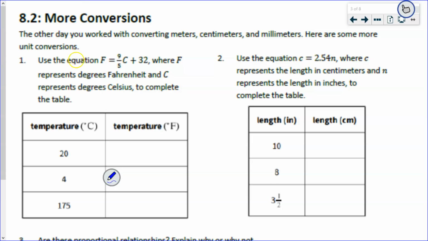Our first one, we have an equation F equals 9/5 C plus 32, where F represents the degrees in Fahrenheit, that's the temperature system that we are most familiar with, and C represents degrees Celsius, which is what basically the rest of the world uses.